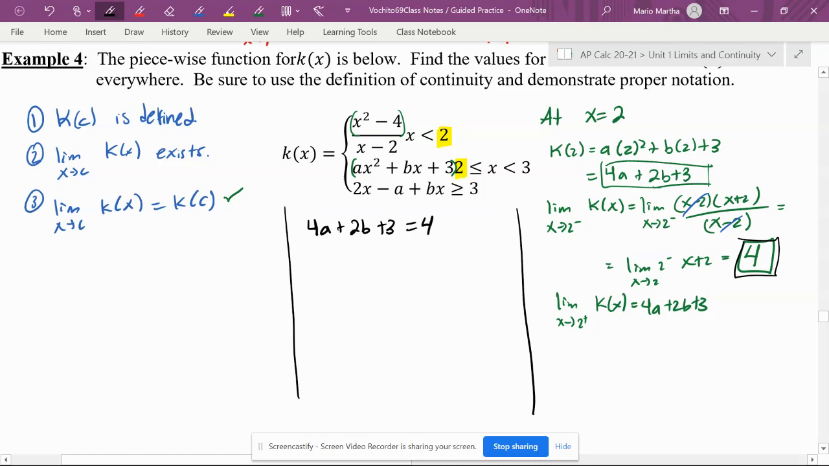All right, and then let's look at the next jump, which is at positive 3 right there. That's where the function changes. So let's see what happens at x equals 3.